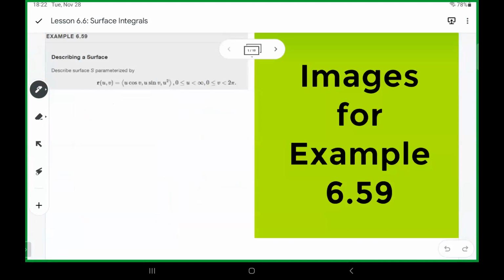Okay, so we want to describe a surface parameterized by the following. Legit might be the hardest word in the math language for me. I don't know why. If someone wants to come up with a harder math word, just go for it.